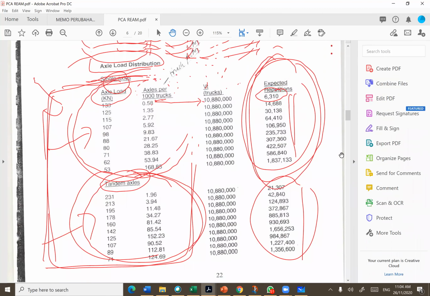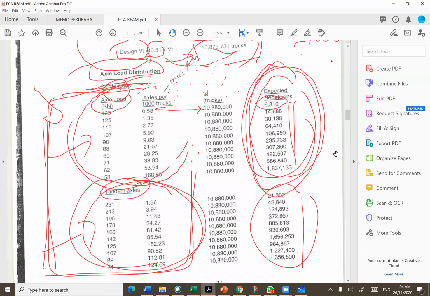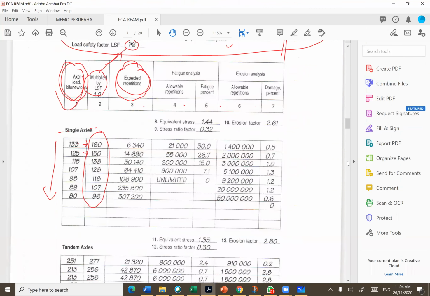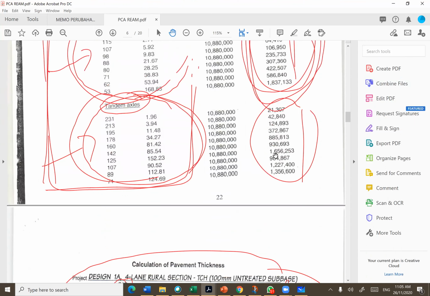The expected repetition, the same thing. The way that you calculate is from here. I don't know actually why the value is slightly different here, but don't worry. The calculation is exactly as what you calculated earlier.